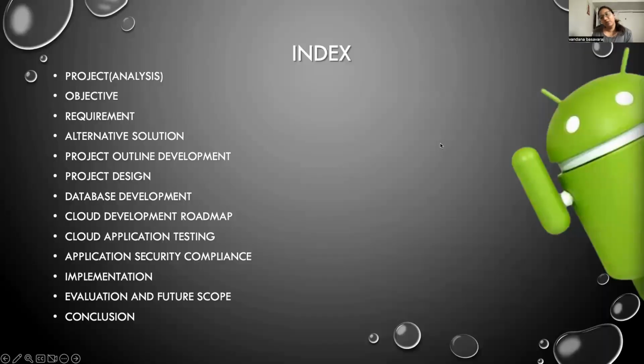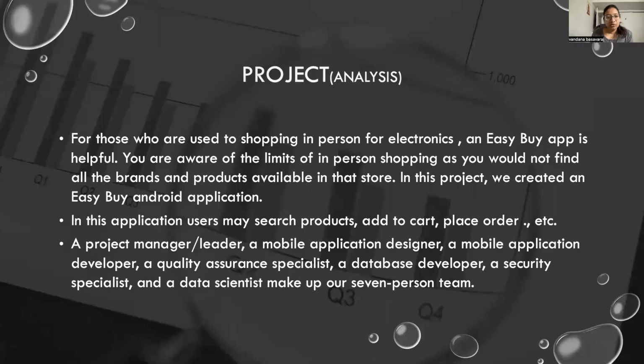Some of the topics that we'll be covering today are the project analysis, the objective, the requirements, and also the alternate solutions. And in the software development cycle, the development, design, testing, and maintenance phases, and the implementation phase as well. So let's talk about the project analysis.